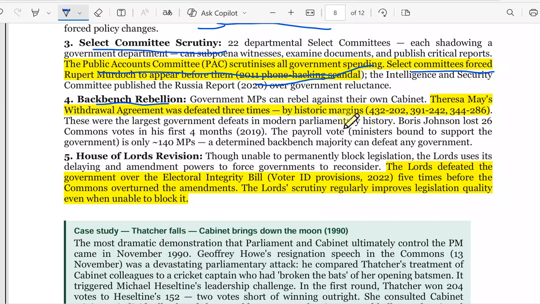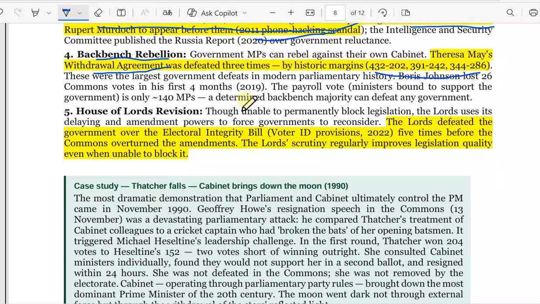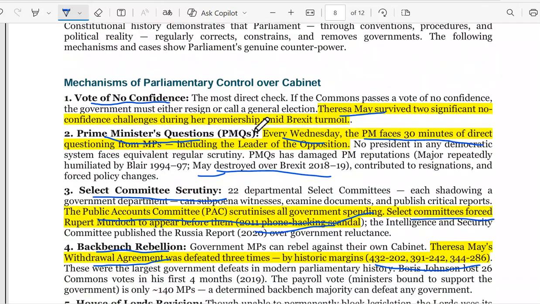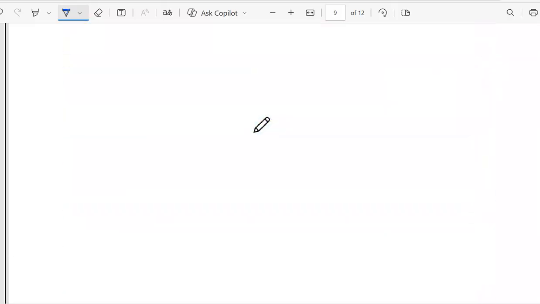It was observed that Theresa May's Brexit withdrawal agreement bill was defeated three times with a very big margin. It showed that yes, MPs can go against the Prime Minister. And the House of Lords division: the House of Lords defeated the government over the Electoral Integrity Bill five times before the Commons overturned the amendments. So yes, the House of Lords can also change this.